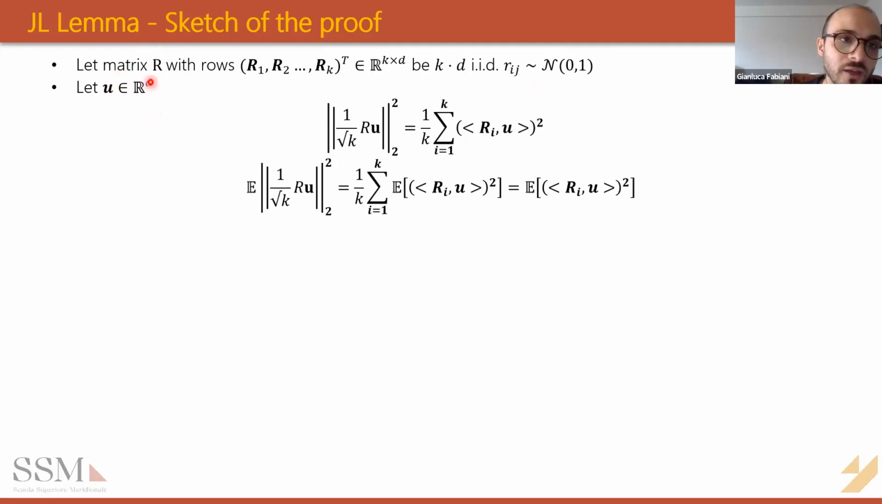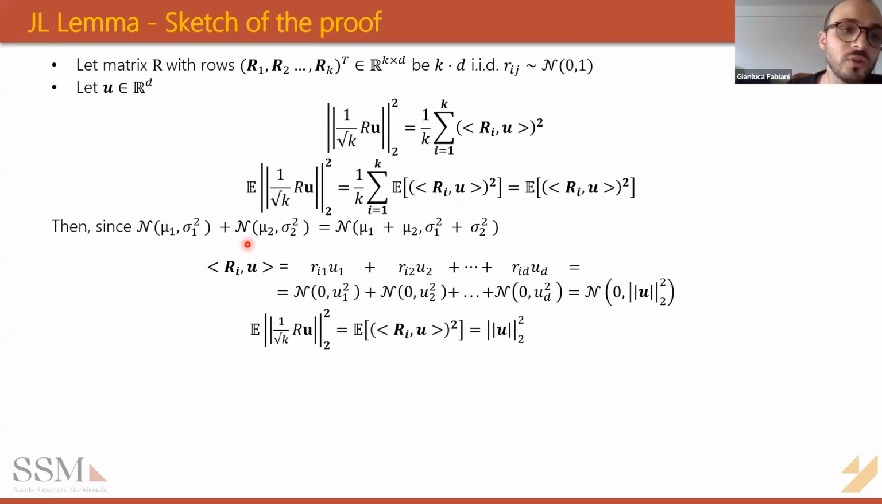And let's take a vector in R^d. Let's consider the map and take the L2 norm. This will be written in this way. So if we take the mean of the map, then we can put the mean inside the sum, and then this will be just the mean because they are identically distributed.